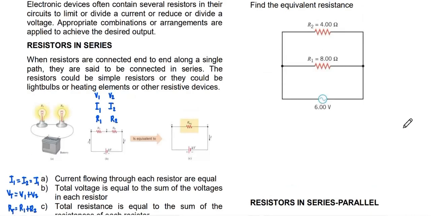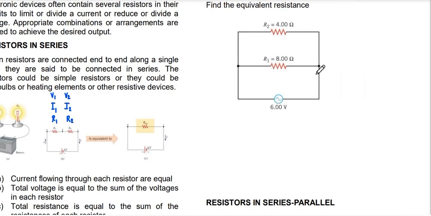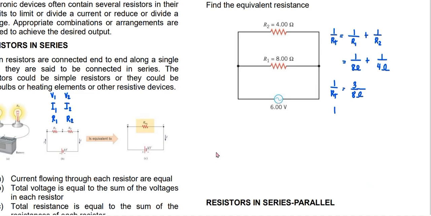Here we are to find the equivalent resistance of these resistors connected in parallel. So we have R1 and R2. The equivalent resistance: 1 over R sub T is equal to 1 over R sub 1 plus 1 over R sub 2. So that's 1 over 8 ohms plus 1 over 4 ohms. So 1 over R sub T is equal to 1/8 plus 1/4, which is equal to 3 over 8. Finding the reciprocal, R sub T is equal to 8/3 ohm.